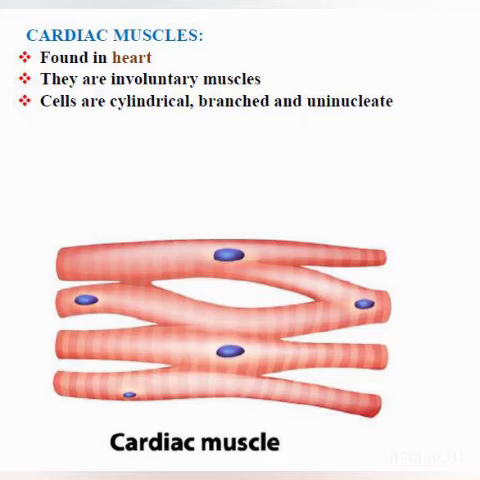Children, now nervous tissue. What is nervous tissue? Nervous tissue means that it is made up of nerve cells, which are also called neurons. And this nervous tissue is present in the brain, spinal cord, and the nerves. This nervous tissue is made up of the same type of cells, and the cells are the nerve cells, which are also called neurons.